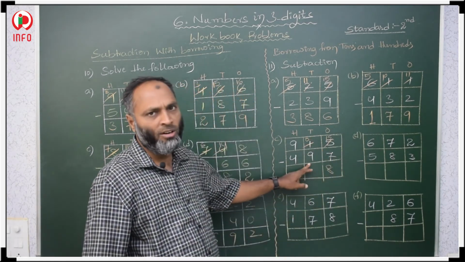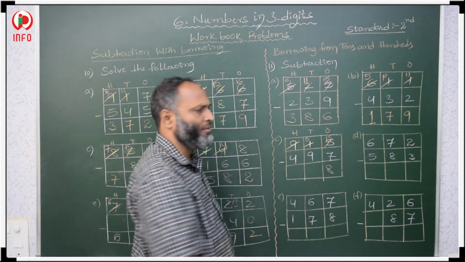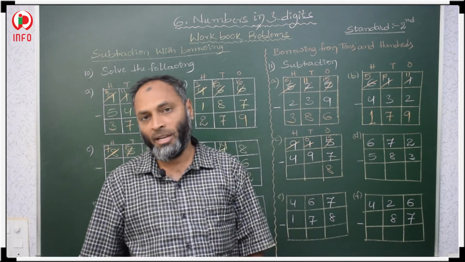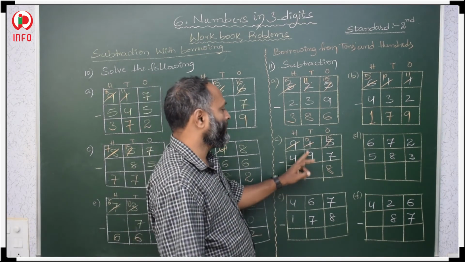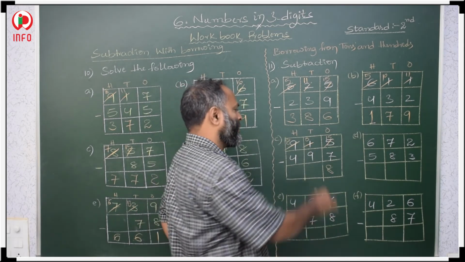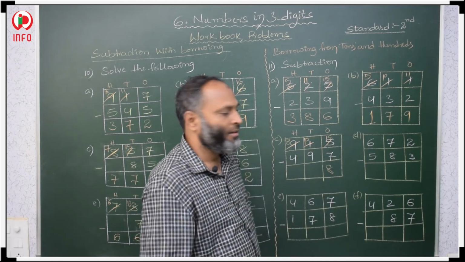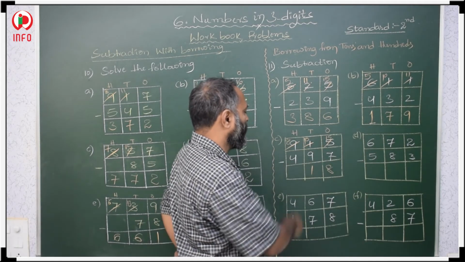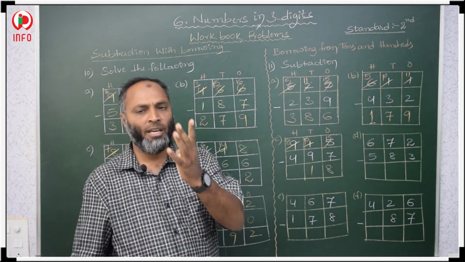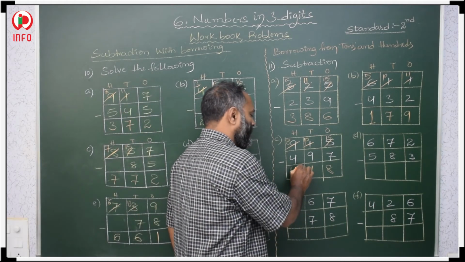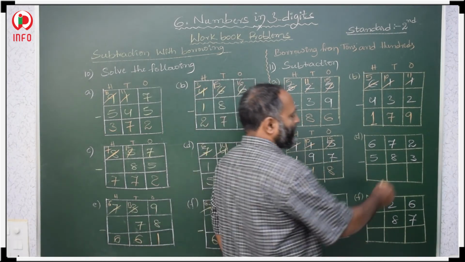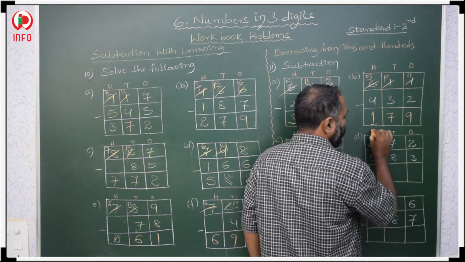0 minus 9, we cannot minus this one, so we have to take borrow from here. Take 100 borrow, 800 is left, then here 10. 10 minus 9 is 1, serial numbers difference 1. 8 minus 4 means 5 to 8 we have to count. 5, 6, 7, 8. It is 4. 418, okay.